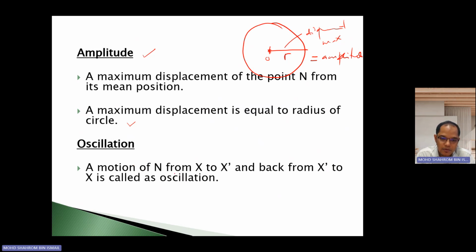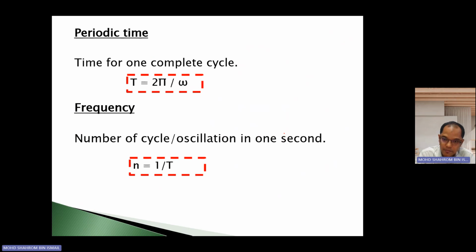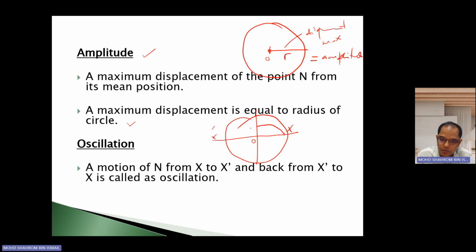Oscillation is the motion from x to x prime and then back from x prime to x. Just imagine like this, very simple. This is 0, so you've got x here, and here you've got x prime. So it moves from x to x prime, and back to x. It moves from this point to this point and then comes back. That is what you call oscillation, a motion of oscillation.